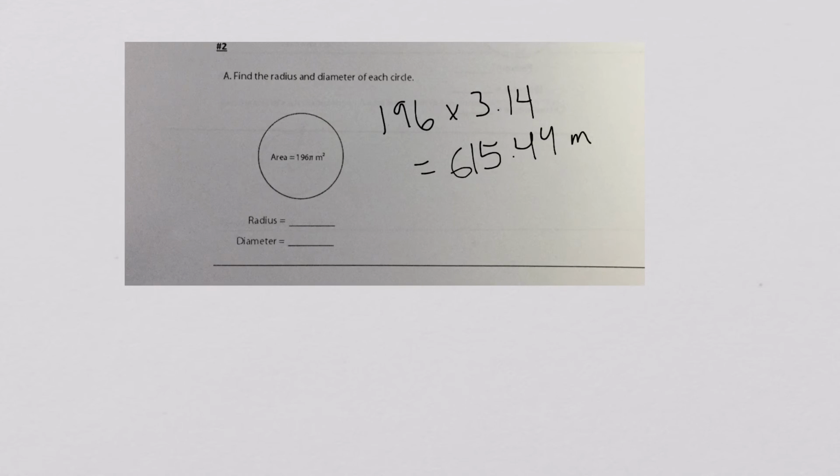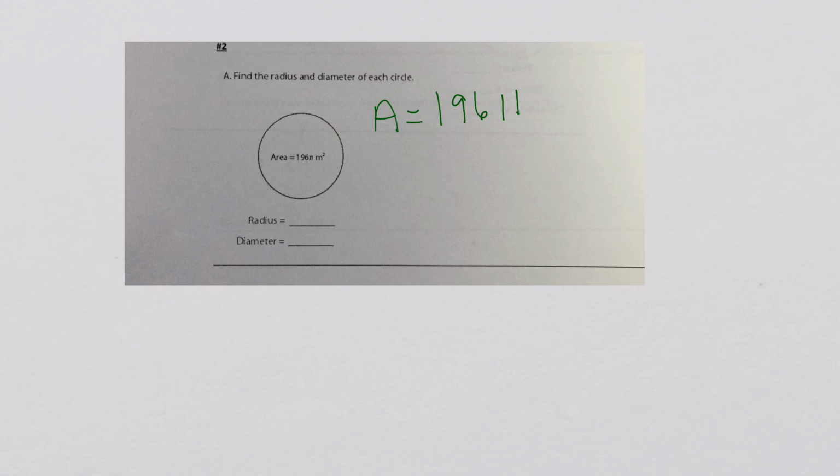which is equal to 615.44 meters squared. Now, you don't actually have to calculate it that way every time. You can do all your steps with pi, but don't forget that the pi is there because your answer will be different. So I'm just going to quickly go through this problem. If I know that the area is equal to 196 pi, and I also know that the area equation is equal to pi r squared, these are equal to each other. So I can equate these.